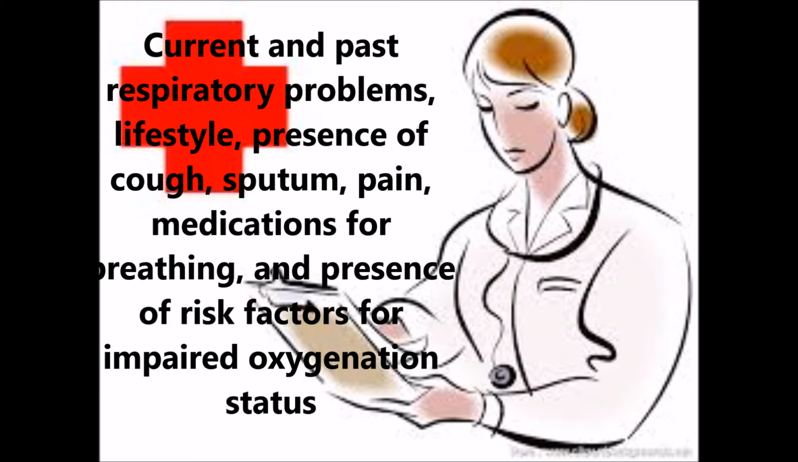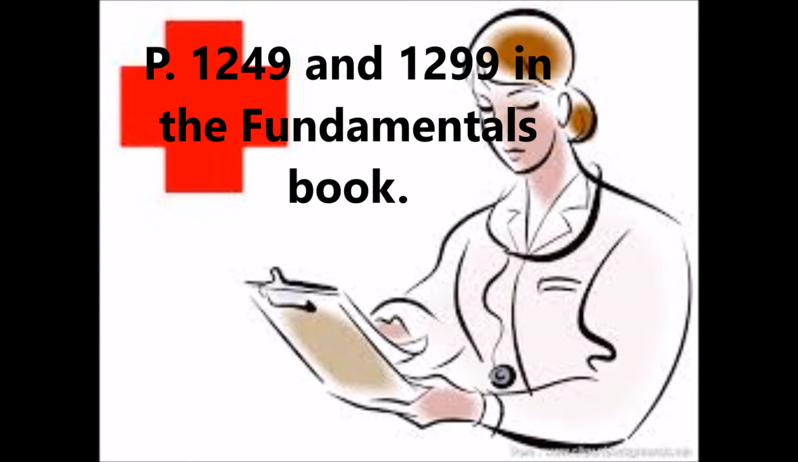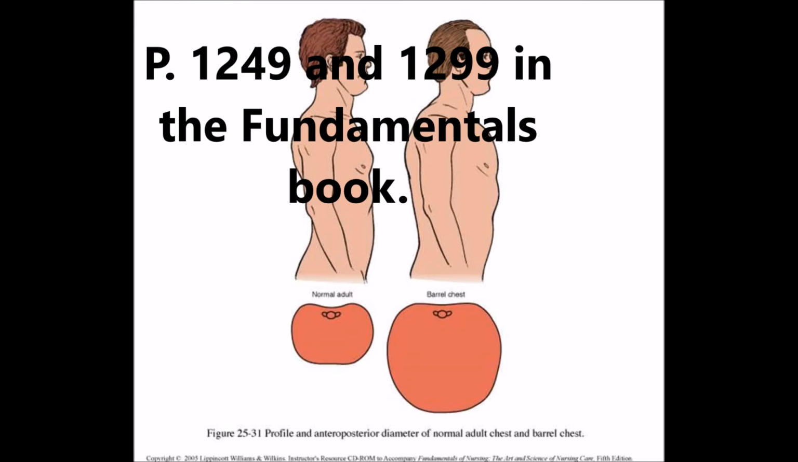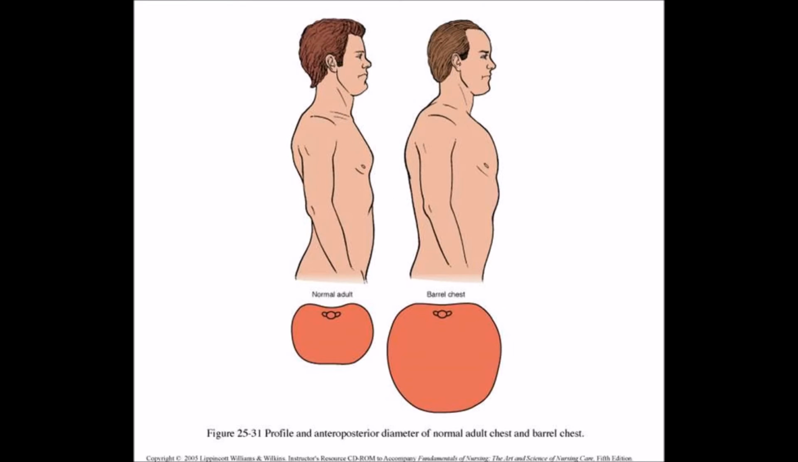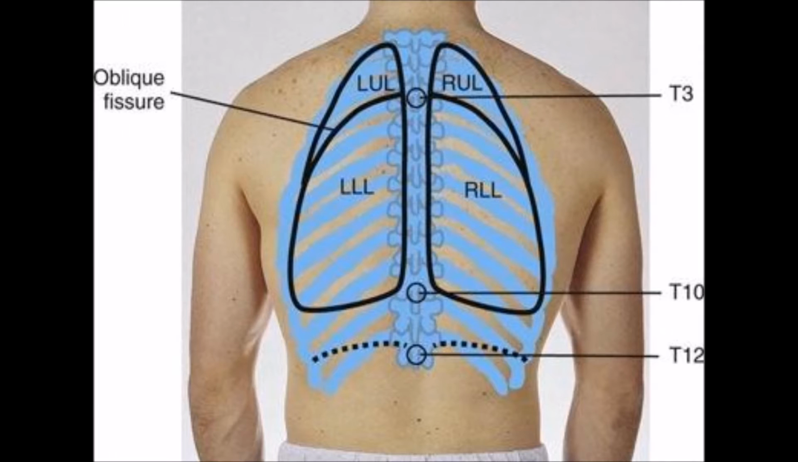An assessment interview regarding patient's history is found in detail at the top of page 1249 and 1299 in the Fundamentals book. To perform the oxygenation examination, first observe the rate, depth, rhythm, and quality of respirations. Note the position the client assumes for breathing.